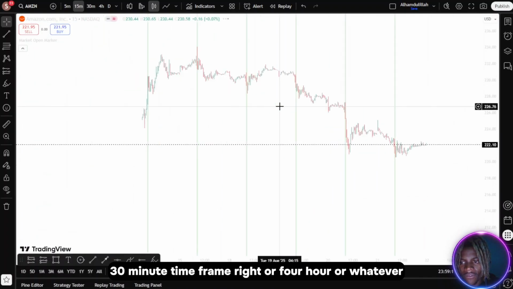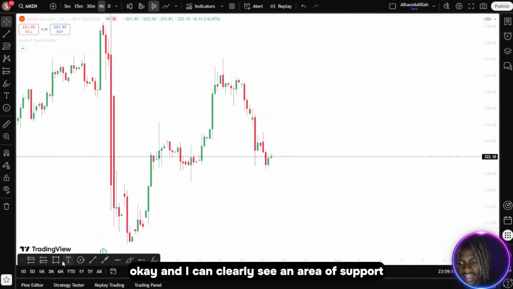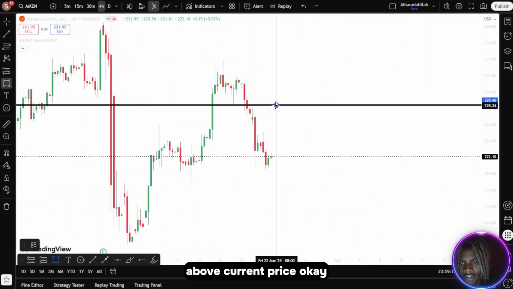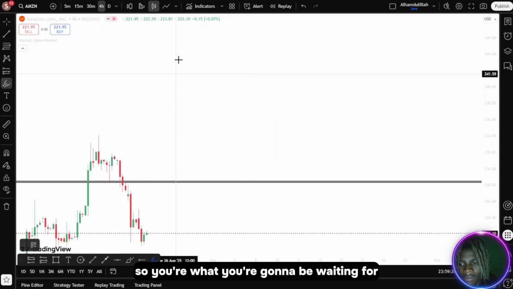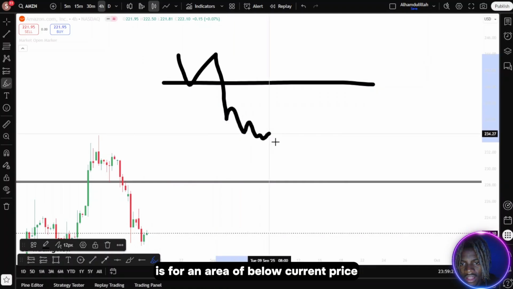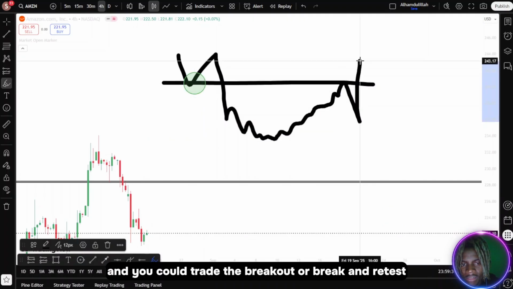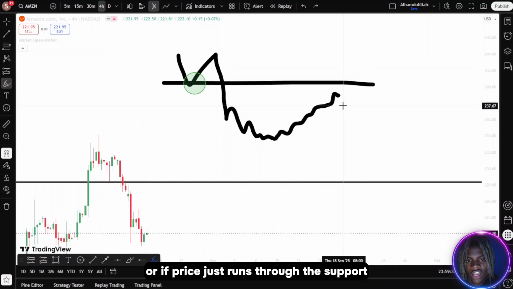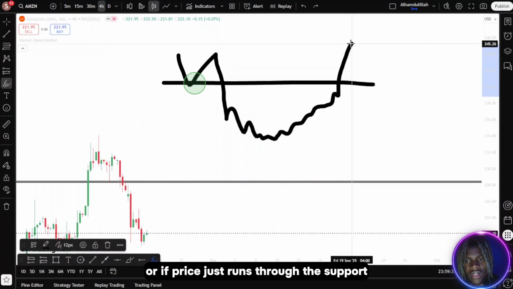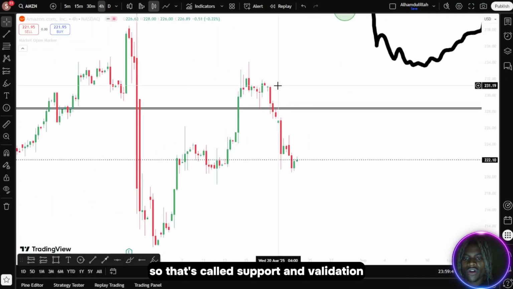30-minute time frame, right, or 4-hour or wherever, okay, and I can clearly see an area of support above current price, okay, so what you're going to be waiting for is for an area below current price, either turn the support above it to turn into resistance, then you could trade the breakout or break and retest, or if price just runs through the support, then you could take that as an entry as well too. Okay, so that's called support and validation.